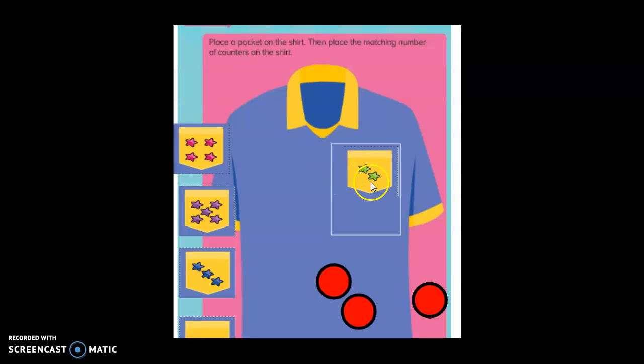Here are 2 stars. 1, 2. To represent 2 stars, I would need 2 counters. Here are my counters. 1, 2. So you can draw a picture of 2 counters and the number 2.